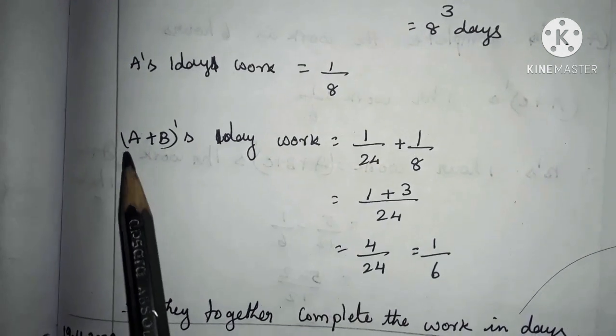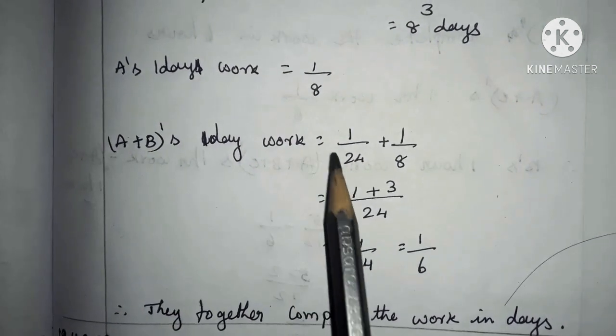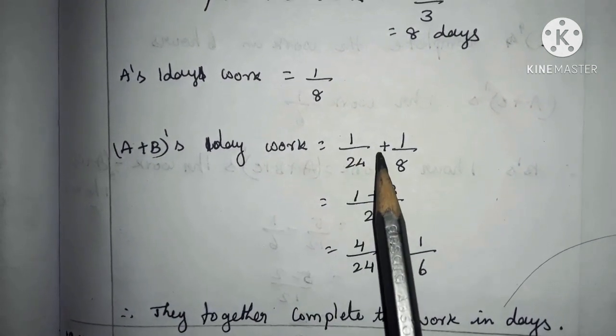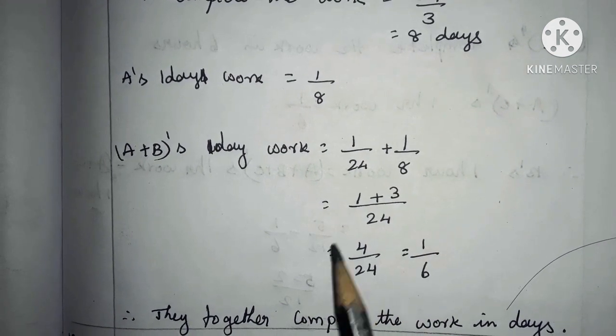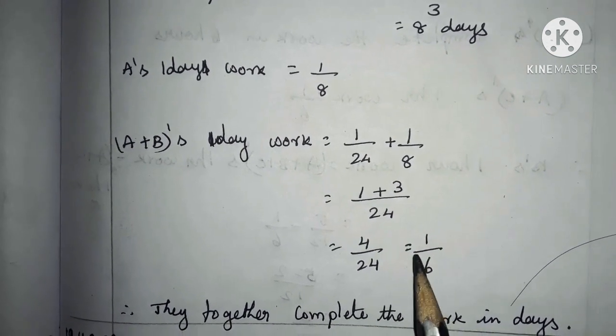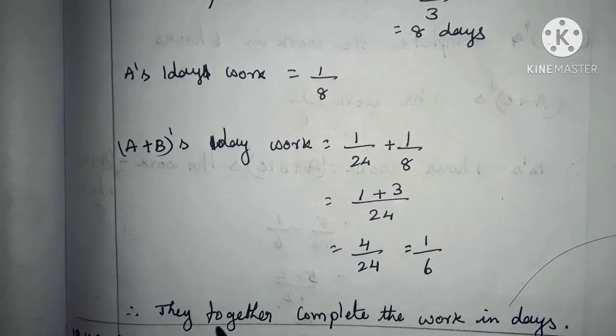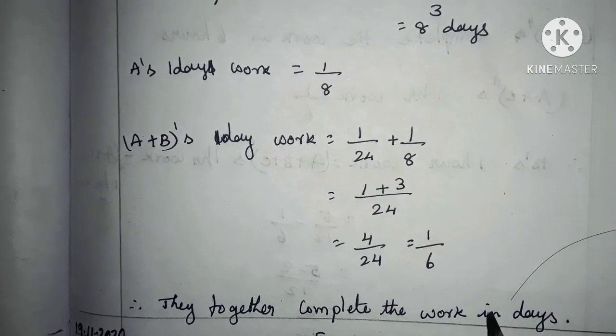That is, A plus B's 1 day work is equal to 1 by 24 plus 1 by 8. When we take the LCM and add it, we get 1 by 6. Therefore, they together complete the work in 6 days.